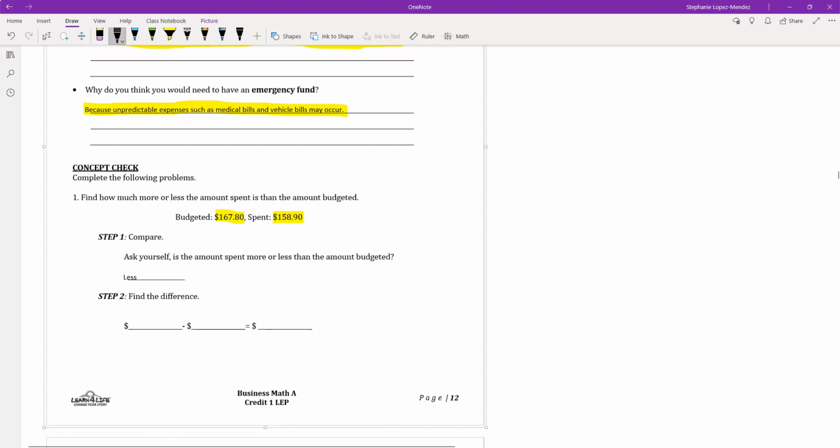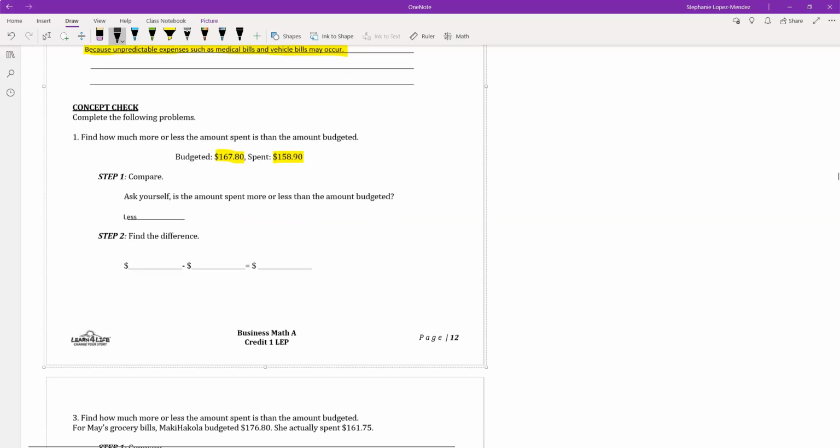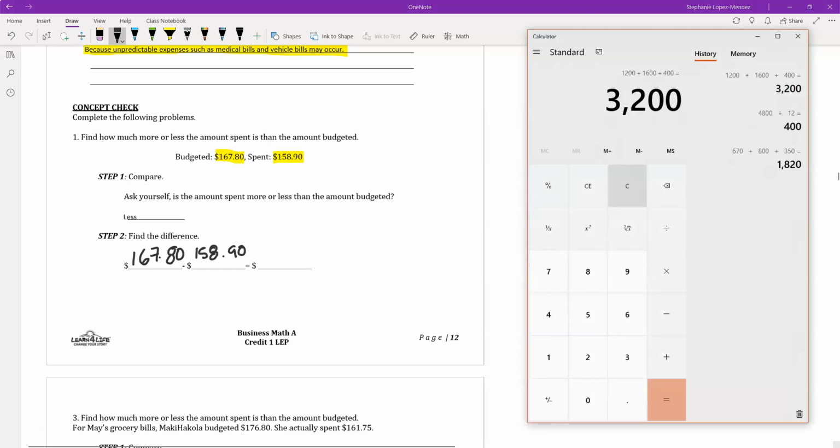Now, how are we going to find the difference? We are going to use the two amounts we have, right? So the budgeted, this is what we're going to write here first, and that is $167.80 minus what we spent, $158.90. That is a subtraction.